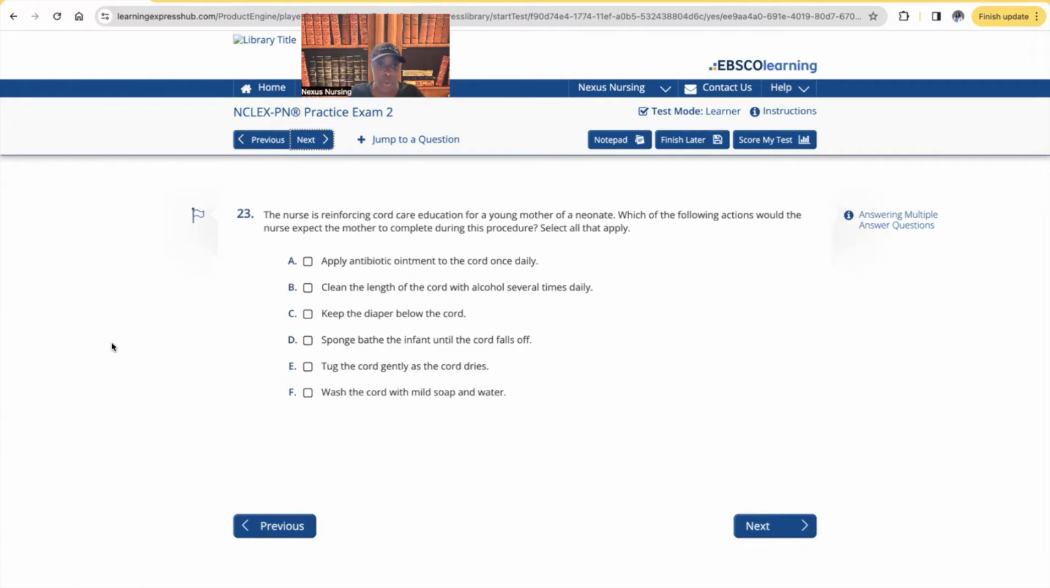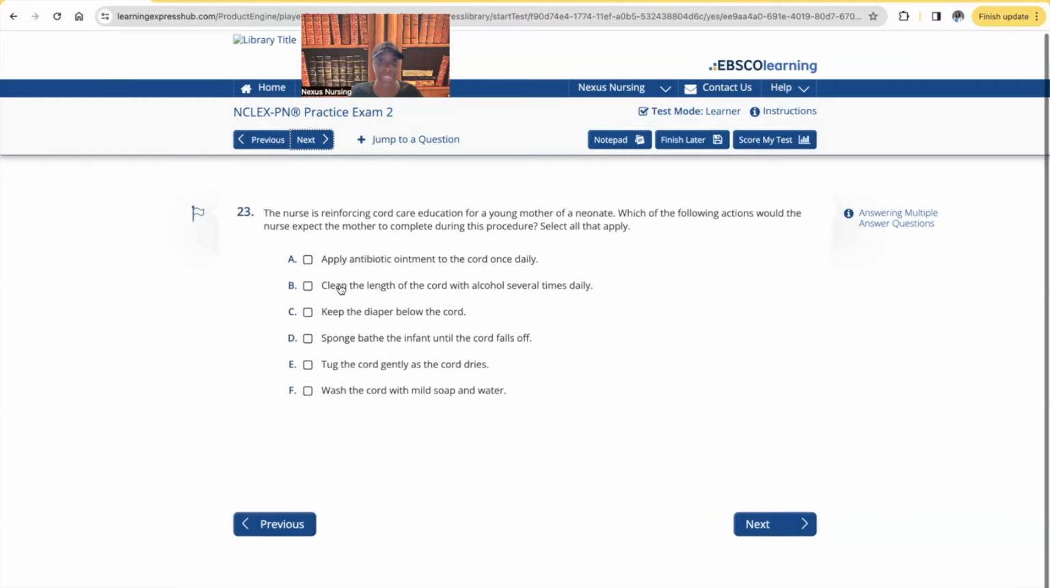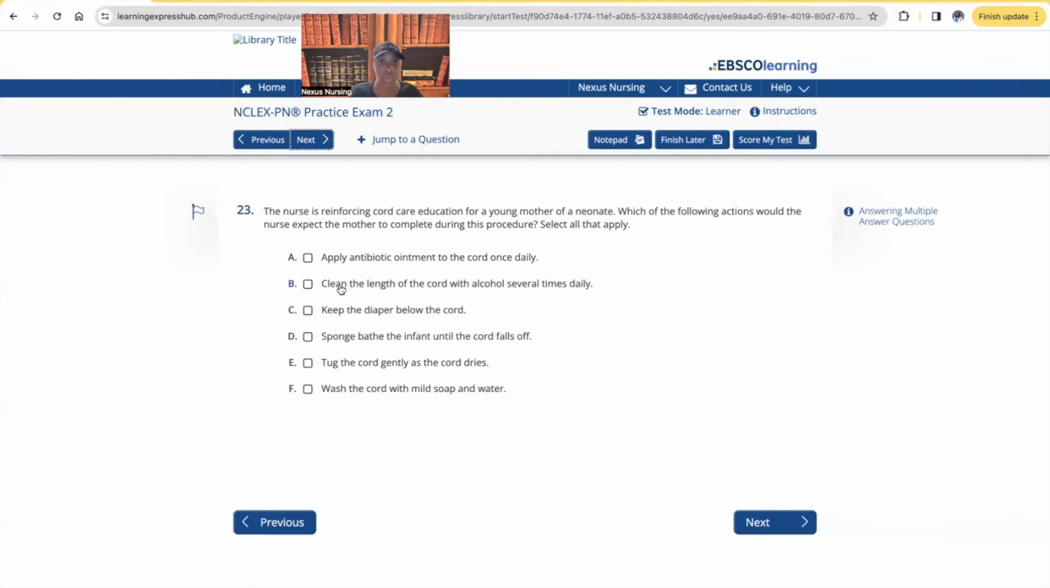The nurse is reinforcing cord care education for a young mother of a neonate. Which of the following actions would the nurse expect the mother to complete during this procedure? Select all that apply. All right, guys, if you've been following me for any amount of time, you know you treat select all that apply as true or false. So let's go. Apply antibiotic ointment to the cord daily.